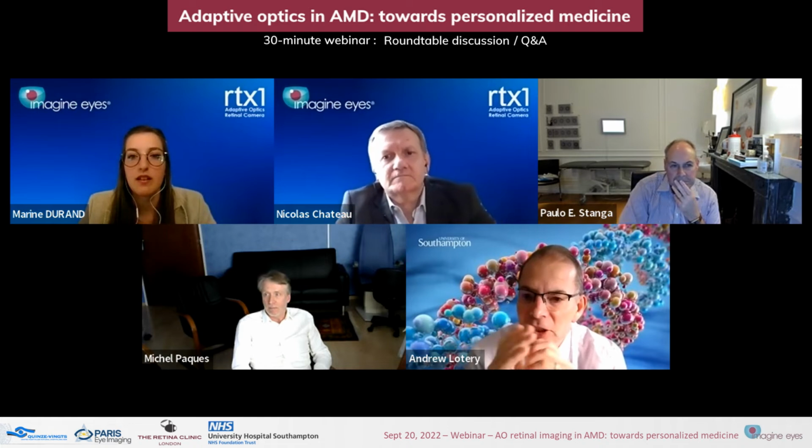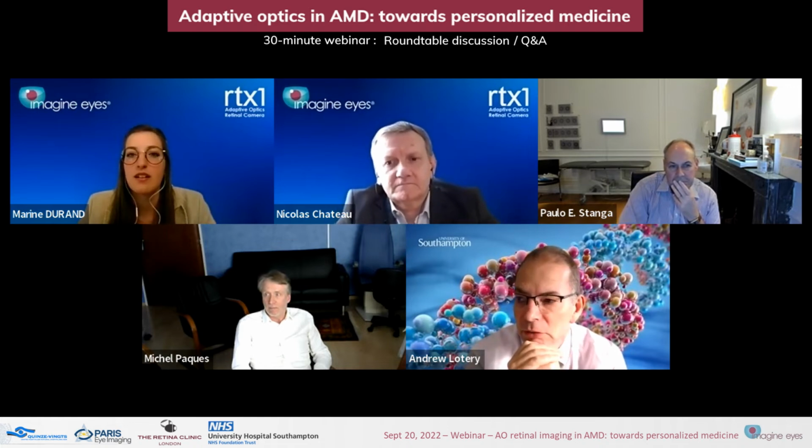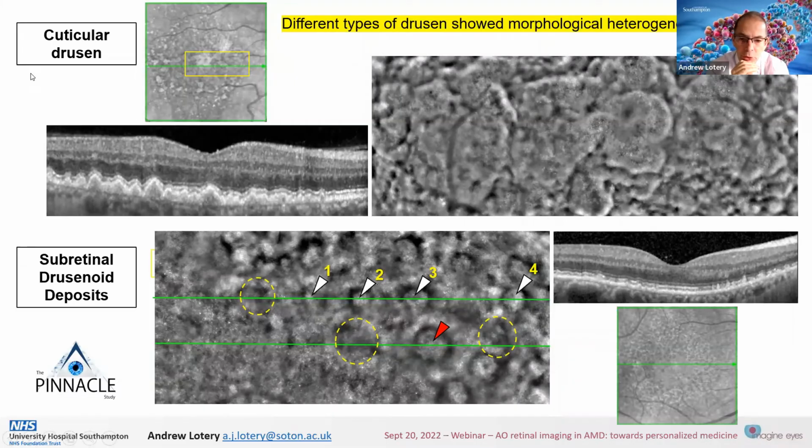So it's been interesting hearing from the other speakers. We've seen different phenotypes of drusen, quite striking differences. Here we're just showing an example of cuticular drusen, where there's sort of amorphous material, which has a very different appearance to subretinal drusenoid deposits. So we're seeing distinct phenotypes of drusen with adaptive optics.